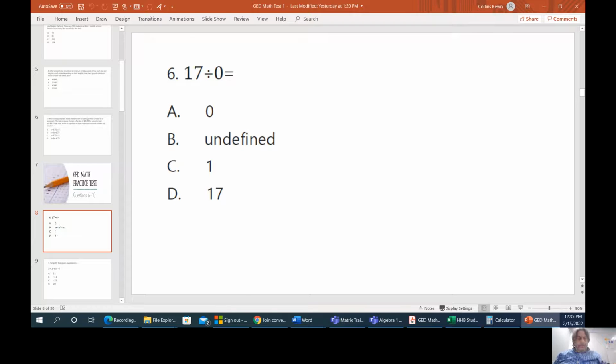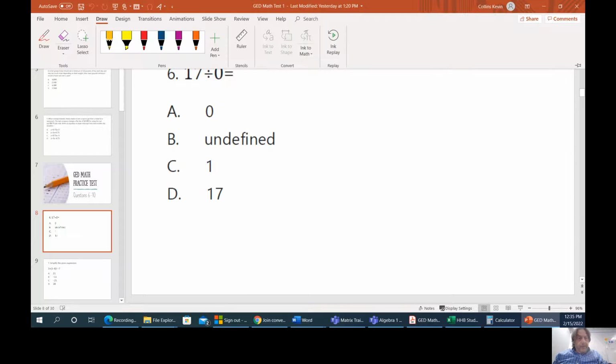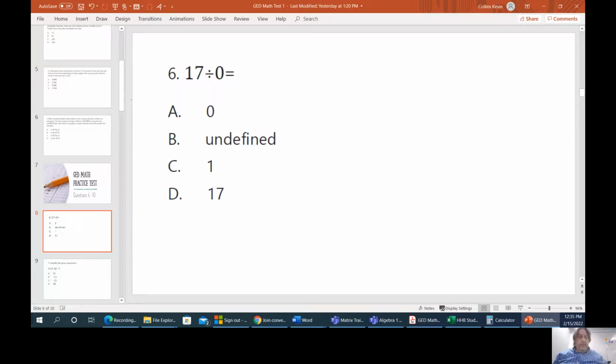Okay, so first one here, something to write with. Go. All right. 17 divided by 0 equals. Anything divided by 0 is undefined. Here's the reason for this. Nobody ever seems to tell you this thing.